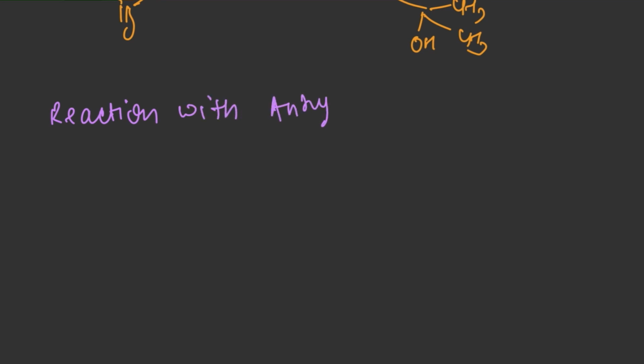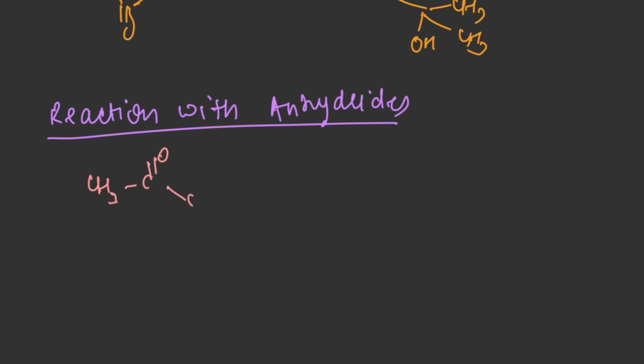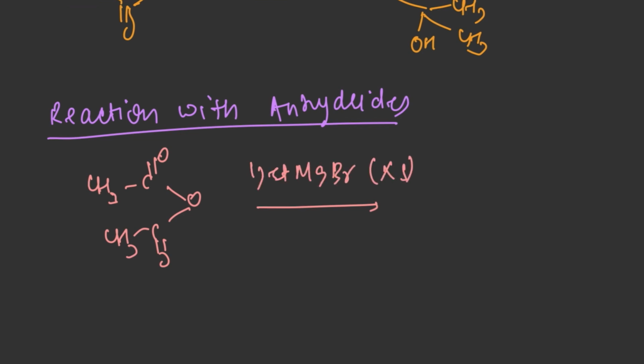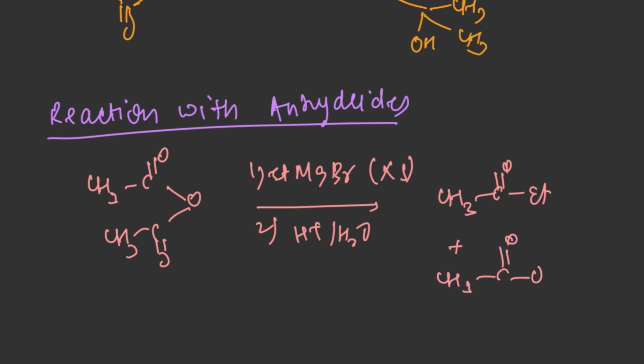Now we're going to talk about reaction with anhydrides. How does an anhydride react? We have CH3 C double bond O, C double bond O CH3 reacting with first EtMgBr, which is in excess, second H plus H2O. So it will form CH3 C double bond O Et plus CH3 C double bond O minus. This will convert after hydrolysis to OH.